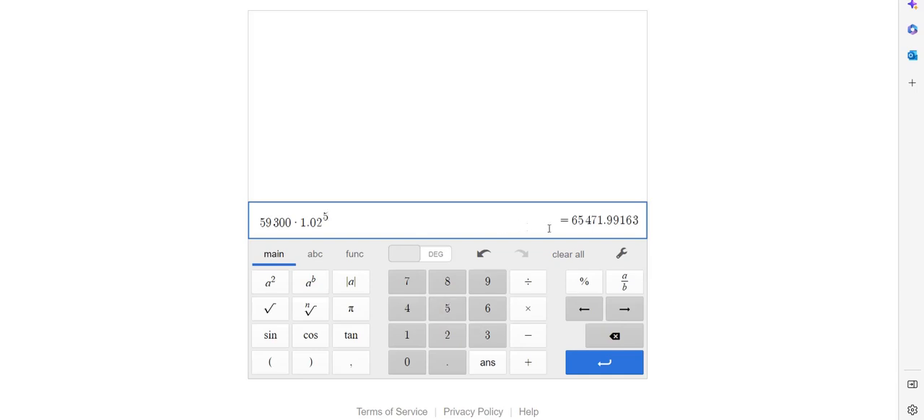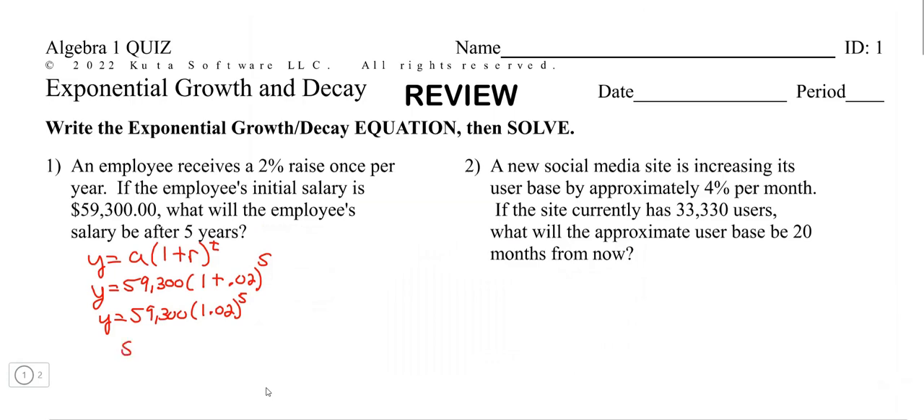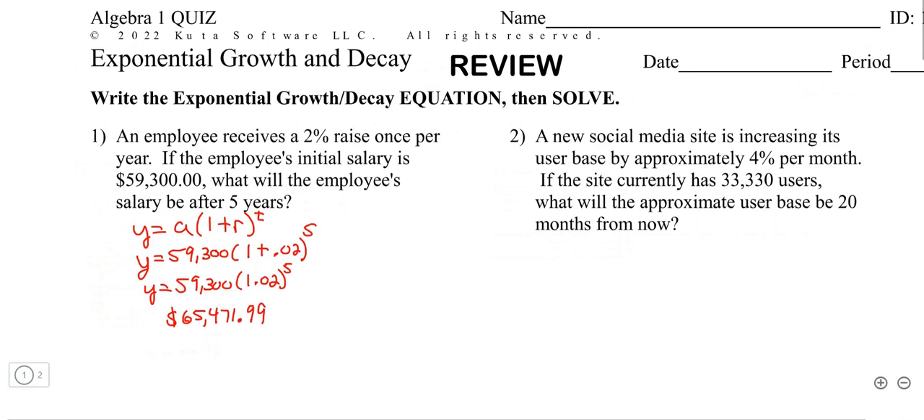And this gives us 65,471.99163, but since we're dealing with money, we round to the nearest cent, which is the second decimal place. So our answer is going to be $65,471.99. Now let's take a look at question number 2.